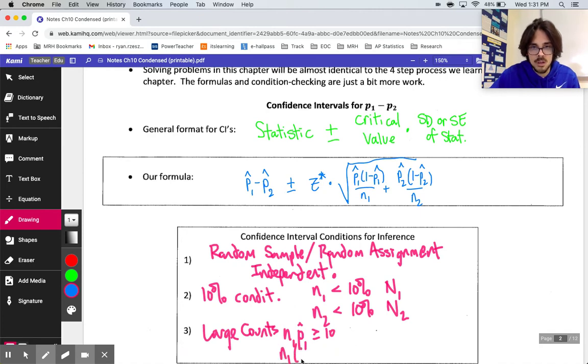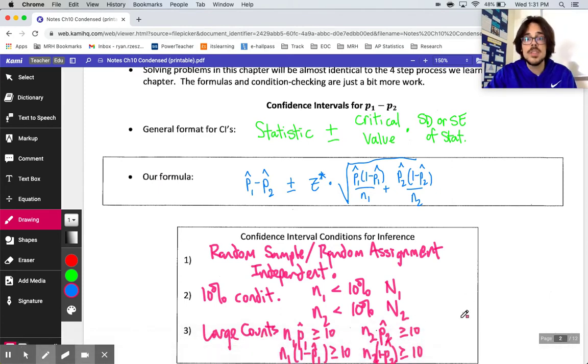You need n1 times 1 minus p1 hat to be greater than or equal to 10. You're also going to check n2 for your second group as well. So there are going to be more pieces to evaluate when you do these. Oops, that should be a 1 minus p2. And then that's going to basically be your setup right there. You've got more pieces to deal with, but it works essentially the same way.